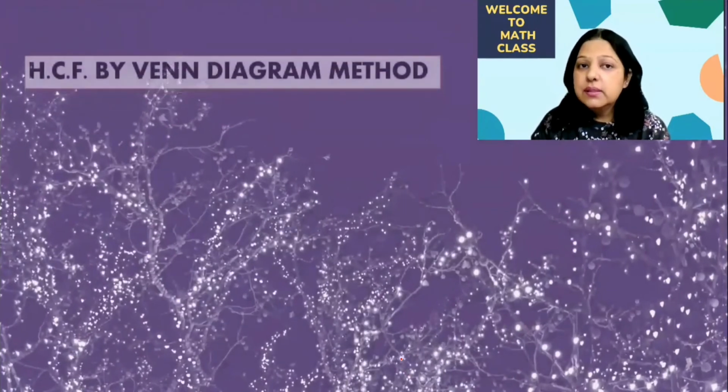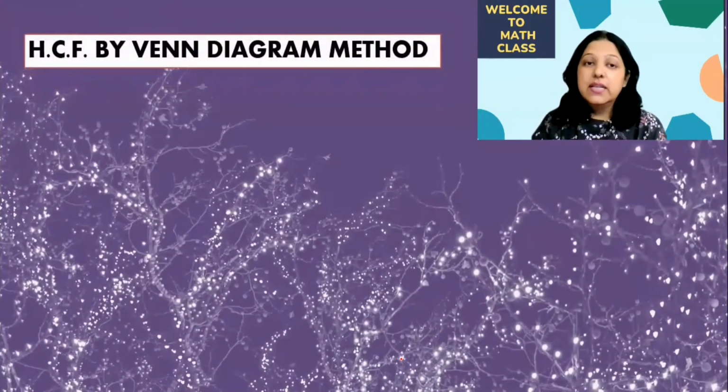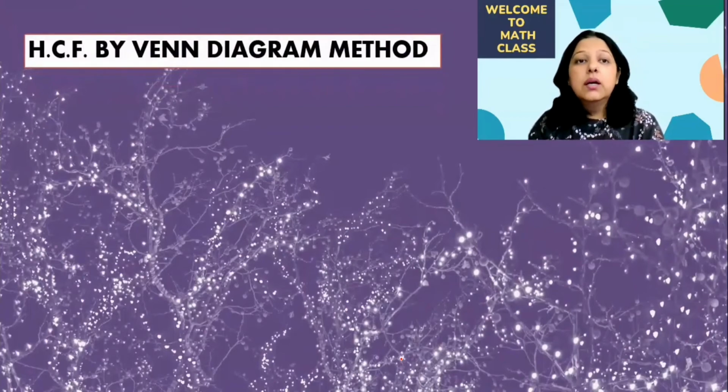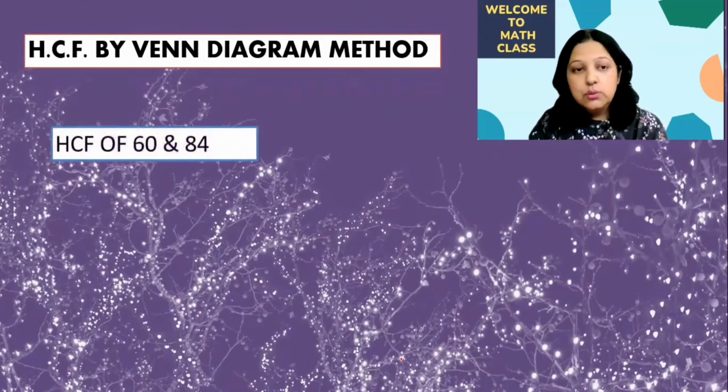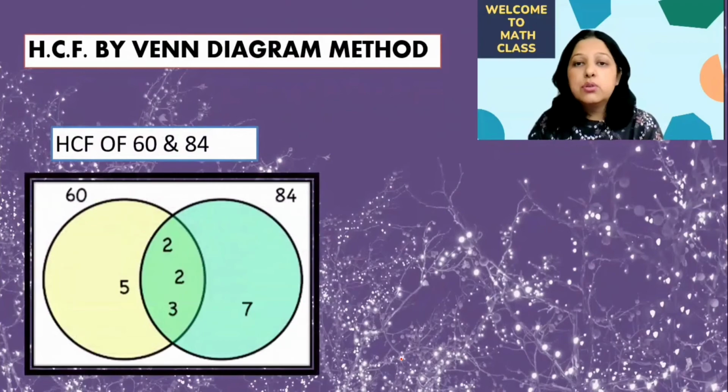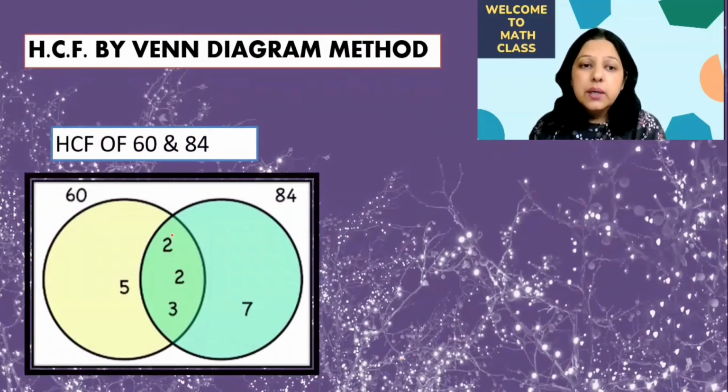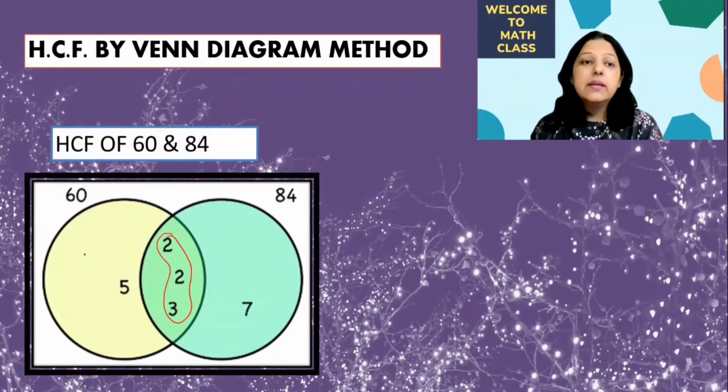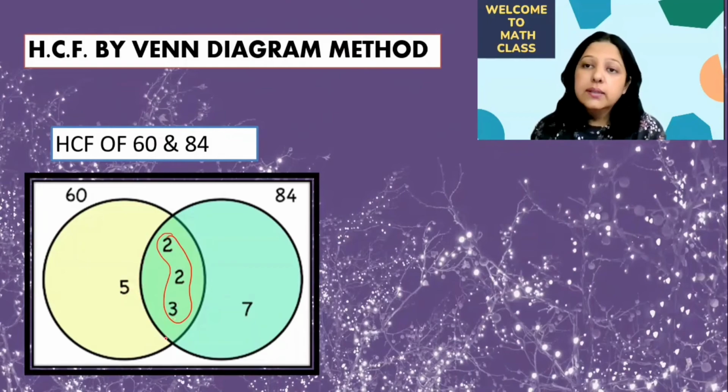Okay, now next method is HCF by Venn diagram method. Yes, you can apply this method also to calculate the HCF. This is also based on the common factors only. If you know the common factors, you just draw a Venn diagram. This intersection part will give you the HCF. Like here in this example, 60 and 84, you can see we have written the common factors in this intersection part of the circles and the remaining in the union part. So you can see it here. The common part is saying that HCF is 2 into 2 into 3, that is 12.